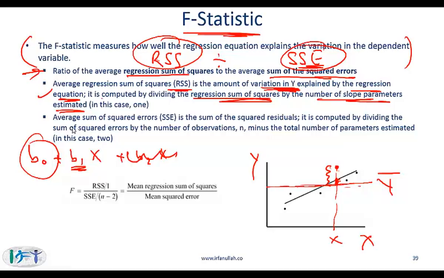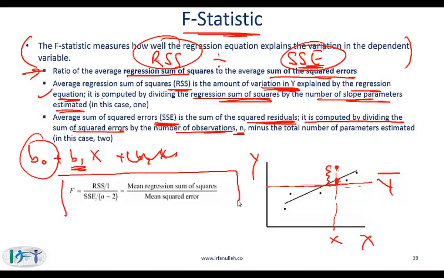What's the next question? What is SSE? The sum of squared errors, SSE, is the sum of squared residuals. So you take all the squared residuals and add them up. How do you compute the average? It's computed by dividing the sum of the squared errors, or the squared residuals, by the number of observations n minus the total number of parameters estimated. So if you only have x and y, that is 2. Okay. So this is another way of putting the formula.